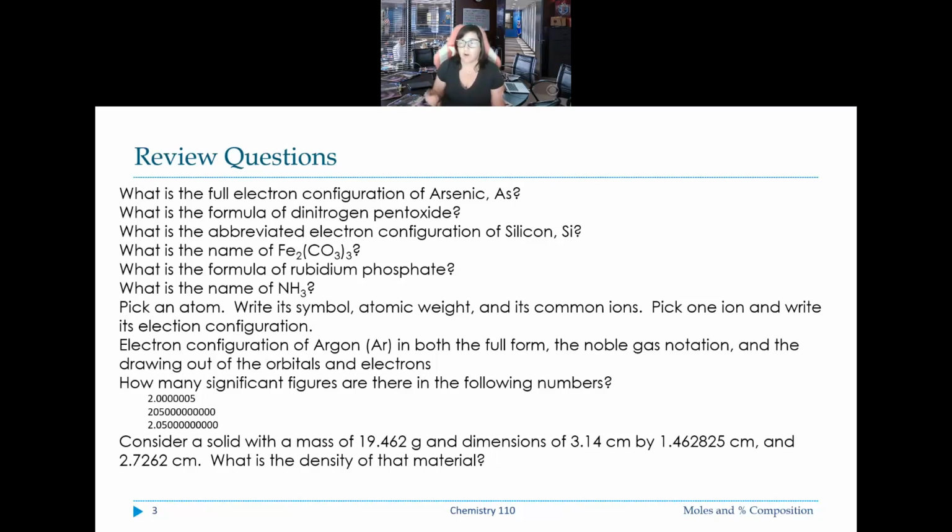Electron configuration of argon in both the full form, the noble gas notation, and the drawing out of the orbitals and electrons. How many significant figures are in the following numbers? And then consider a solid with a mass of 19.462 grams and dimensions of 3.14 centimeters by 1.462825 centimeters and 2.7262 centimeters. What is the density of the material?